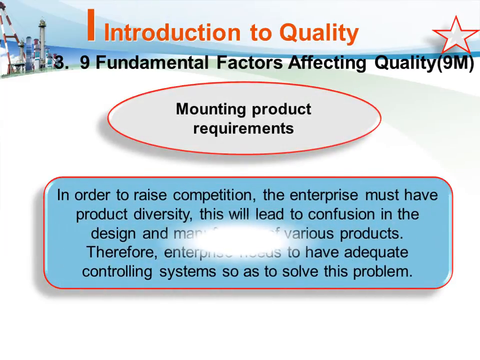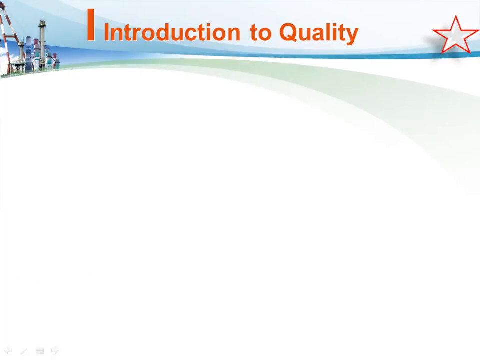The final M, mounting product requirement. In order to drive competition, the enterprise must have product diversity. This will lead to confusion in the design and the manufacture of various products. Therefore, enterprises need to have adequate controlling systems so as to solve this problem.